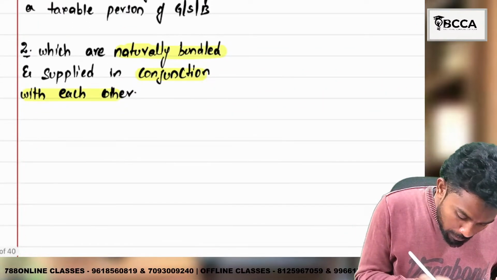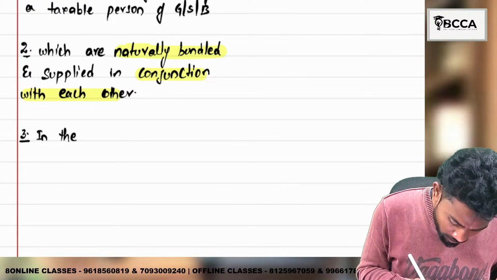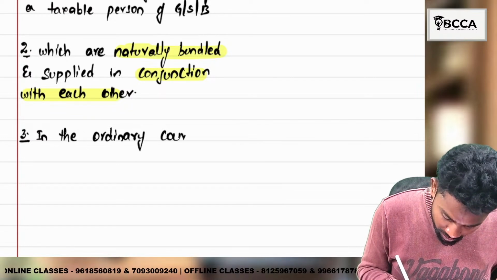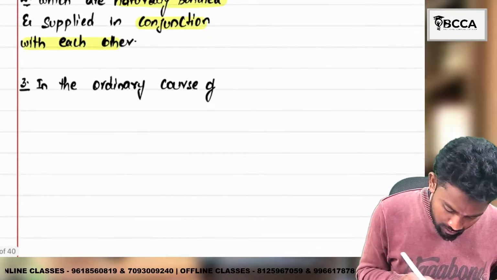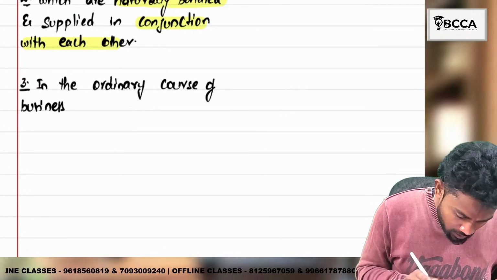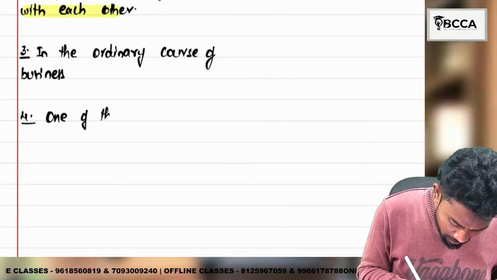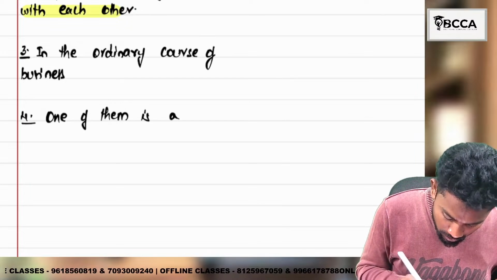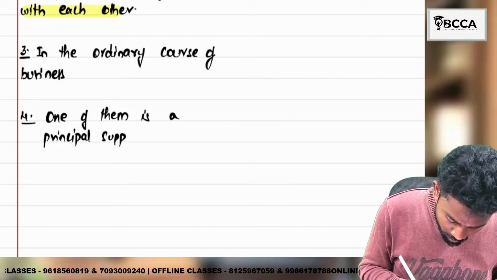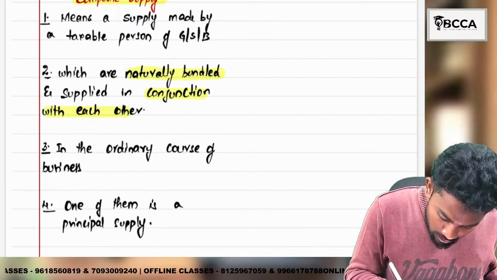Then this should be in the ordinary course of business, and one of them is a principal supply. So you should understand here what composite supply means.